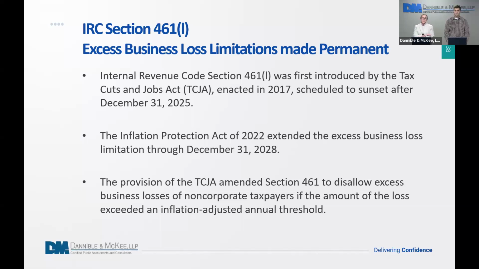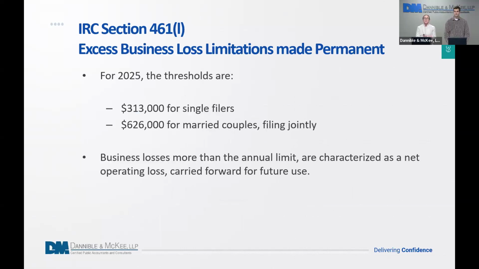What this provision does is that it disallows excess business losses of non-corporate taxpayers if the amount exceeds an inflation-adjusted annual threshold. So for 2025, the thresholds are, for single taxpayers, $313,000, and for married couples filing jointly, $626,000. So again, what that means is if an individual taxpayer has business losses that exceed these thresholds, looking at their filing status, they would not be allowed to deduct those losses. So they'd be capped at those thresholds, and any amount above and beyond that would be carried forward to the following tax year and treated as a net operating loss for future use.